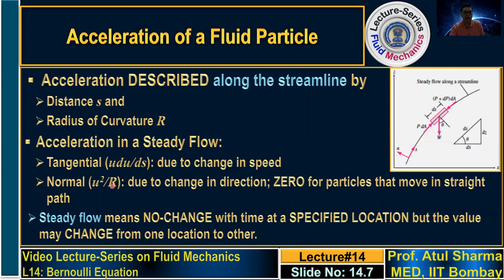So the steady flow that we are considering here corresponds to an Eulerian, not a Lagrangian system. And the steady flow which we say here means no change with time at a specified location, but the value may change from one location to another. So at a specified location, del u by del t at a constant s is equal to 0. But you have del u by del s, so velocity is varying from one s to the other s. So it's a variation of velocity from one location to the other.